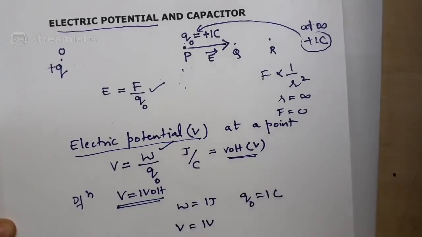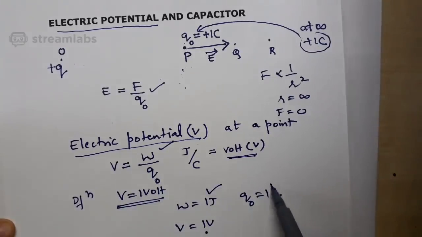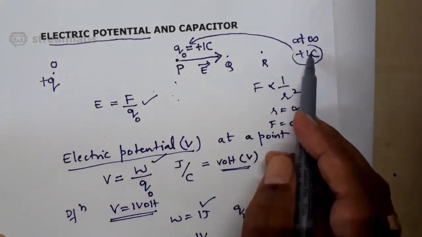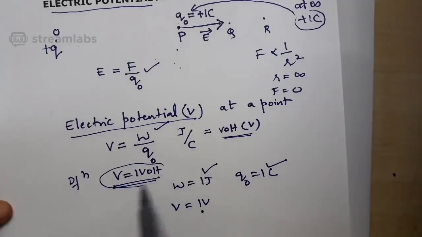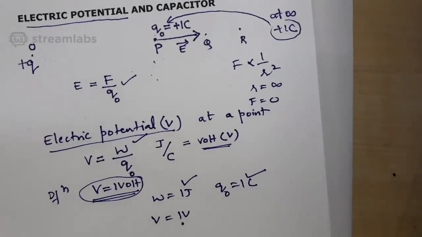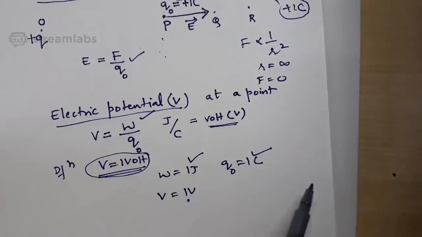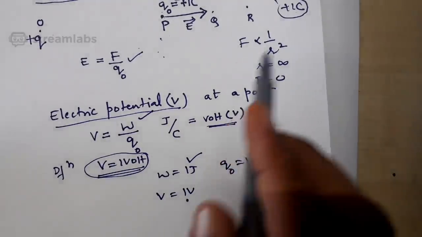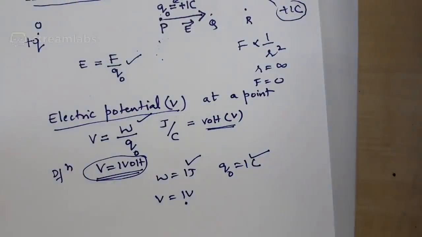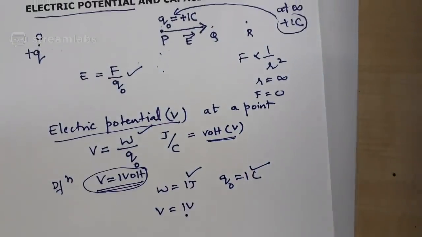Surely V will be equal to 1 volt, which means electric potential at a point is said to be 1 volt if 1 joule of work is done in moving a unit positive charge from infinity to a point under consideration against the electric field. I'll repeat. Electric potential at a point is said to be 1 volt if 1 joule of work is done in moving a unit positive charge from infinity to a point under consideration against the electric field.